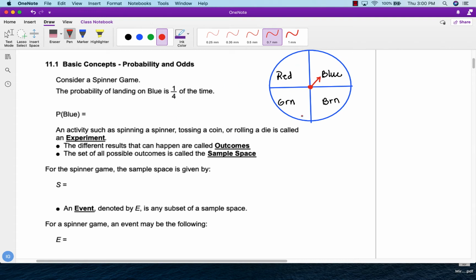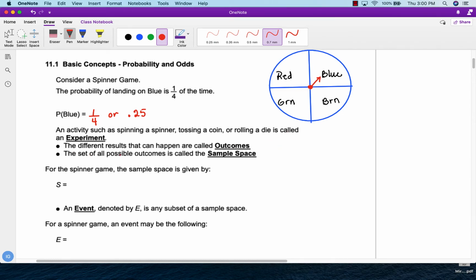When you have a spinner, normally it's divided into equal parts, and there's an equal chance of landing on each of the colors. In this case, there's 4 different colors, so the probability of landing on blue is 1 out of 4, or sometimes you can write it as a decimal, so it will be 0.25. Okay? An activity such as spinning a spinner, tossing a coin, or rolling a die is called an experiment.